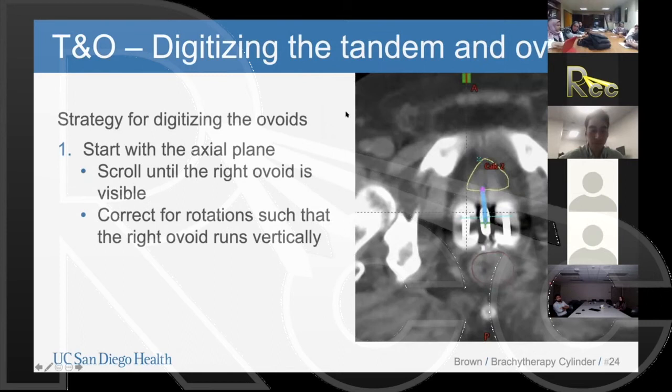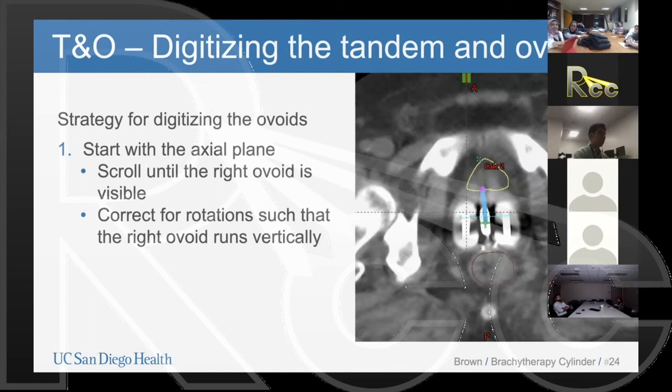Thanks. Okay, here comes the strategy for, and again, I'm going through this in a great amount of detail because it really is the exact process that I use every time I sit down in front of a computer to do this. Okay, so now we have digitized the tandem. We've set up point A, and now we're going to go ahead and digitize the ovoids. So essentially, I use the same strategy here.